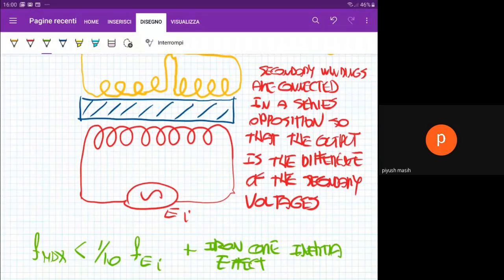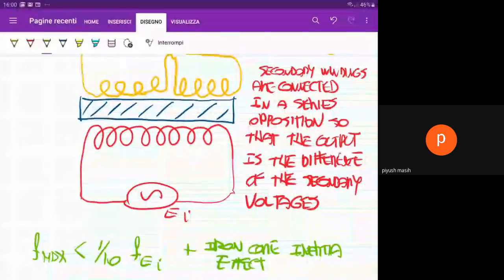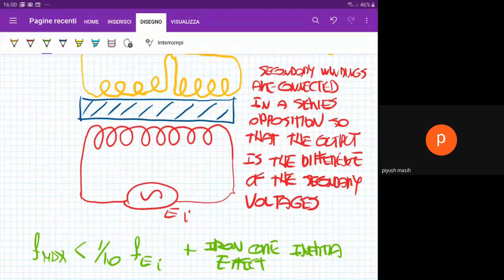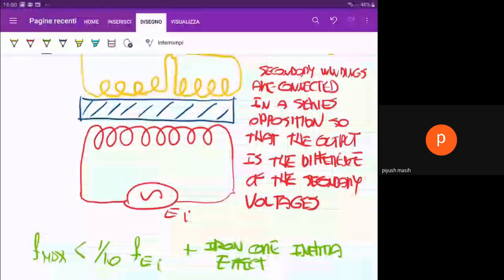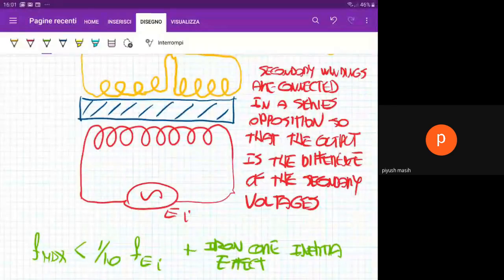Professor, if the frequency of the core and the frequency of the alternating current are equal, what will happen? Wrong measurements. They are not good at all. You have to stay one order of magnitude apart.